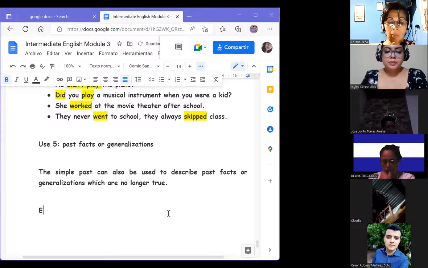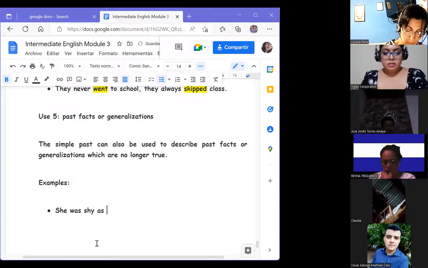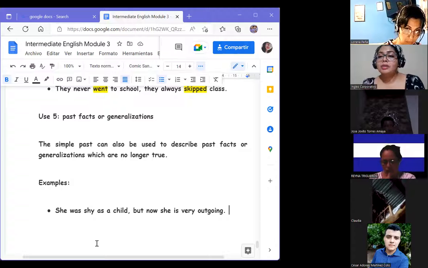Then we have the examples. Number one, she was shy as a child, but now she is very outgoing. So this sentence is saying something about that girl, that when she was a child, she was very shy, but something changed, and now she is very outgoing.